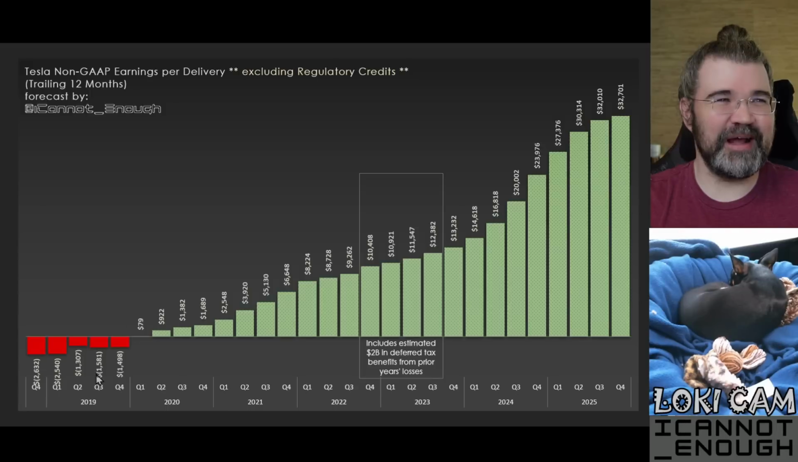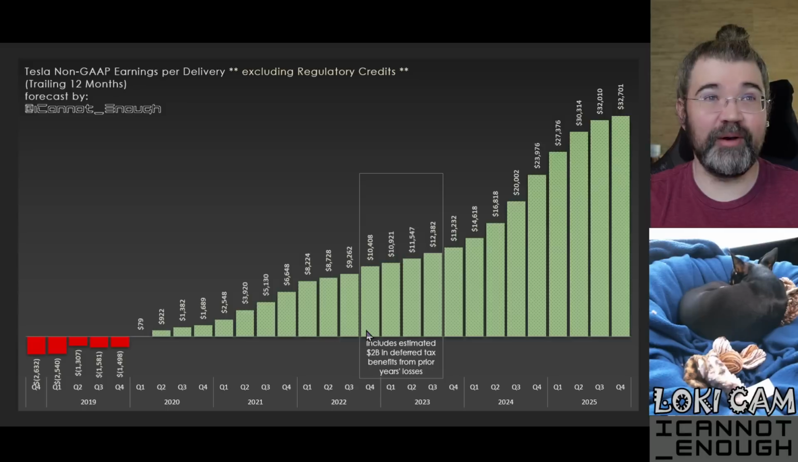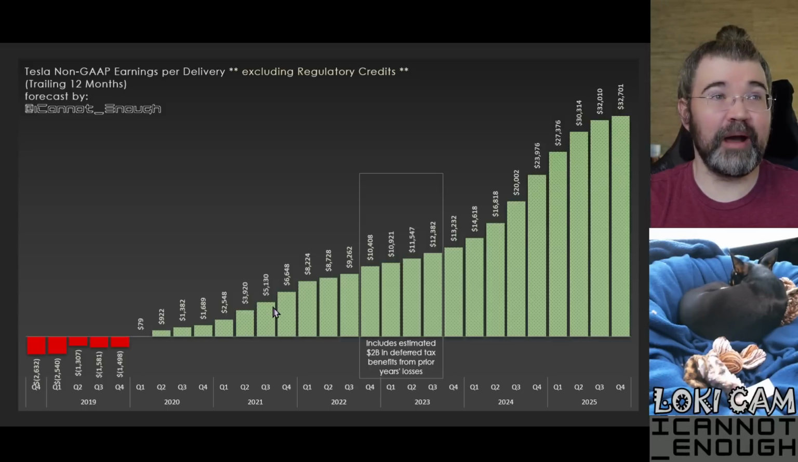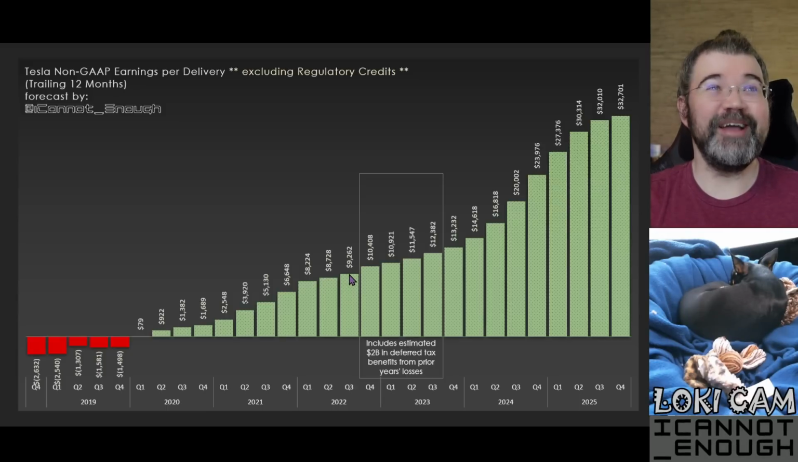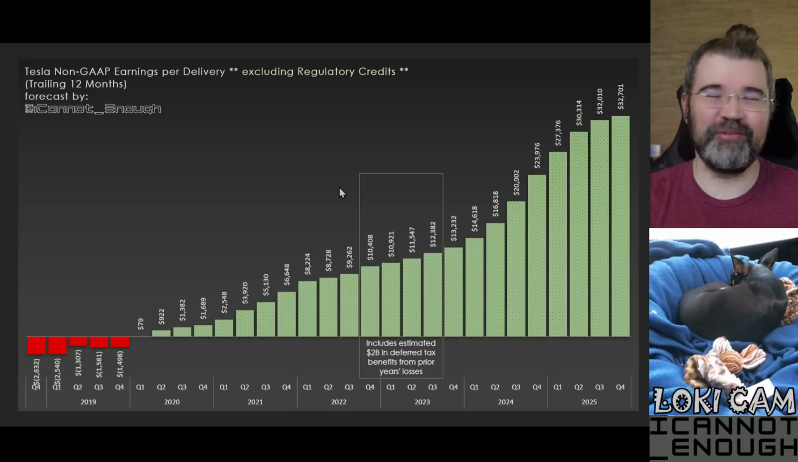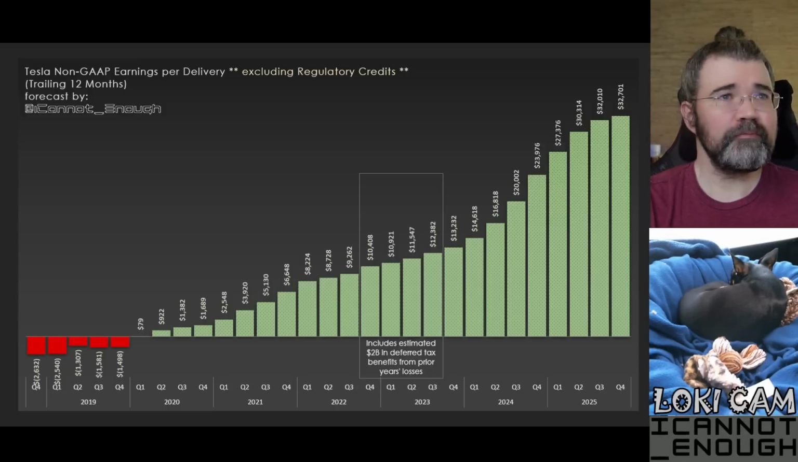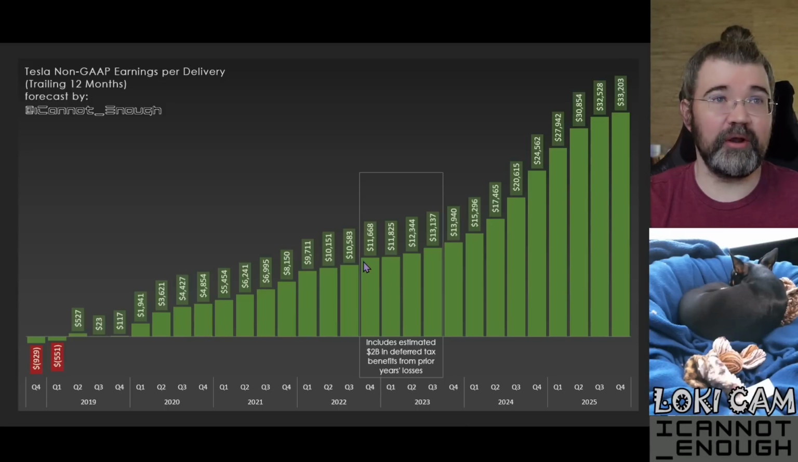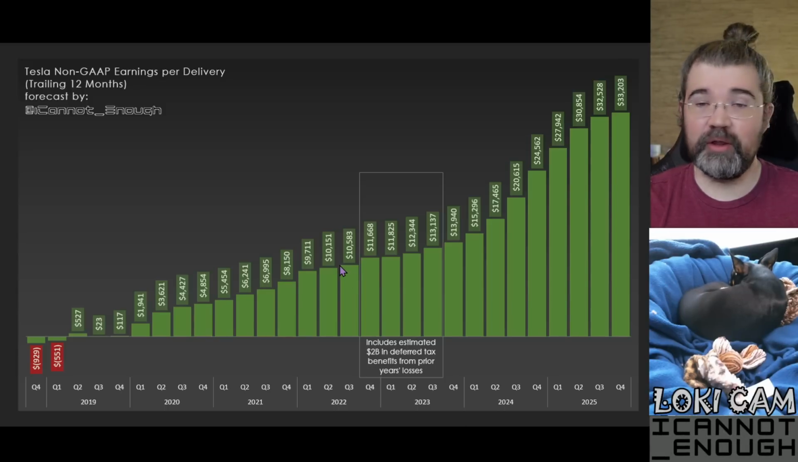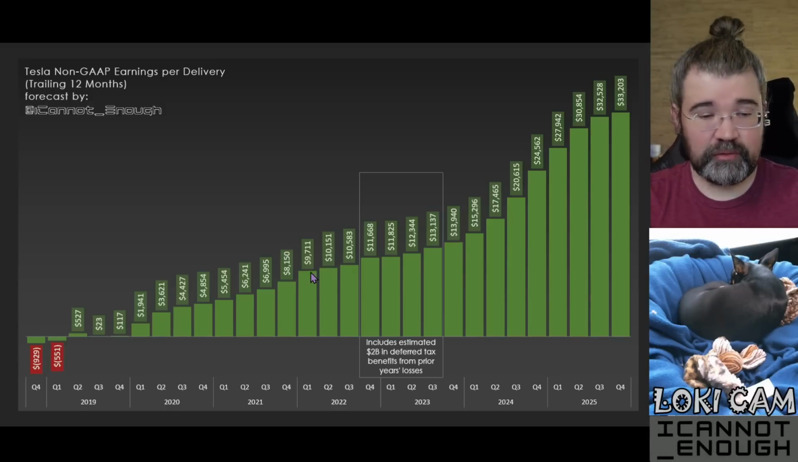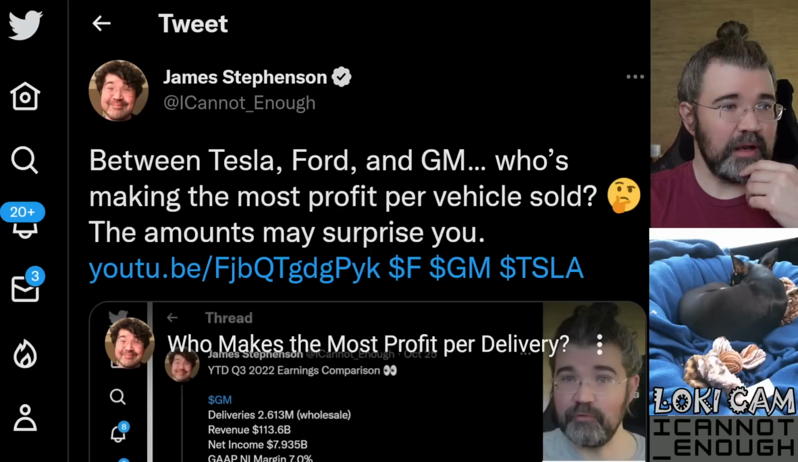Through the end of 2019, it was a negative number. But since then, all of 2020, 2021, and 2022, it's been a climbing positive number. Steady upwards growth here. So the trailing 12 month Q3 2022 earnings per delivery, excluding regulatory credits, was 9,262. And the one that includes regulatory credits is higher than that, 10,583.